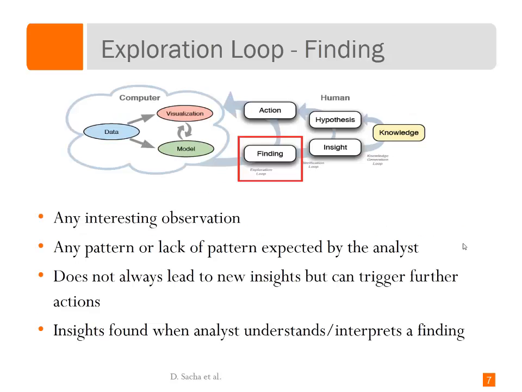So now that we've discussed what the computer algorithmic scope is, that brings us to the exploration loop. The purpose of the exploration loop is the finding. We're sort of trying to discover here. We're looking for any interesting observation or a pattern, and that pattern may be expected or unexpected by the analyst.